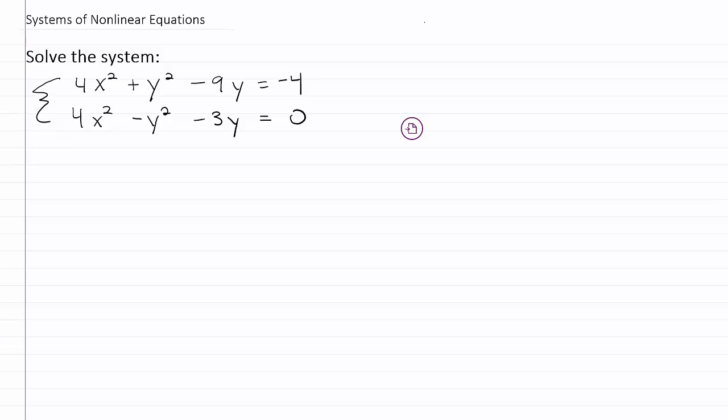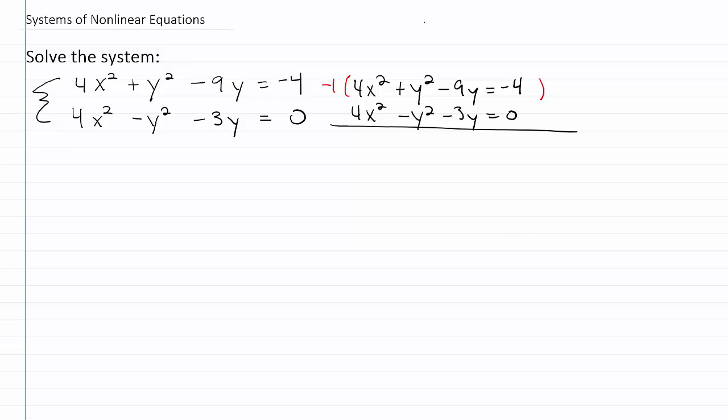Solve the system. All right, so let's go ahead and use elimination to solve this. I'm going to multiply the first equation by -1, and then add it to the second equation. That gives us -4x squared minus y squared plus 9y is equal to -4. I'm going to add that to 4x squared minus y squared minus 3y is equal to 0.